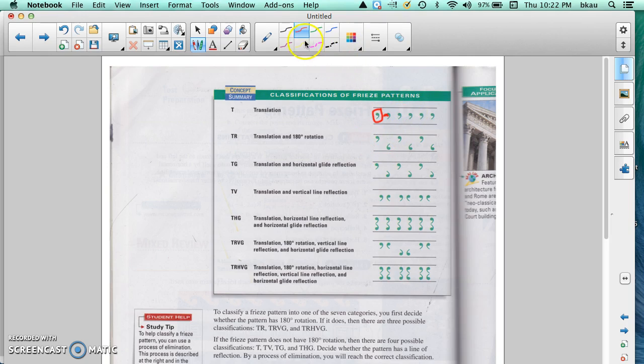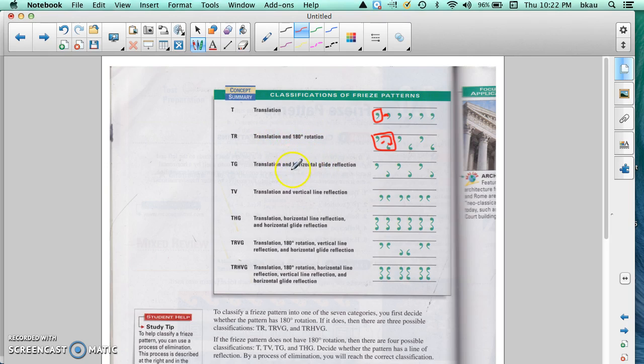This one, on the second one, you could have a translation and a rotation. So first of all, you'd take a point right here in the middle, you rotate it 180 degrees to create that one, and then you take this chunk and translate it. And that's what you got here, 180 degree rotation and a translation.